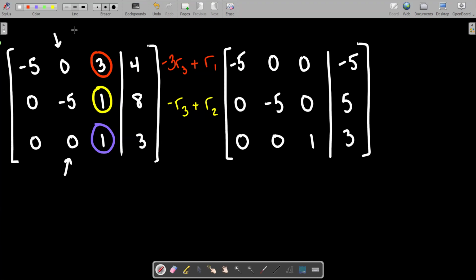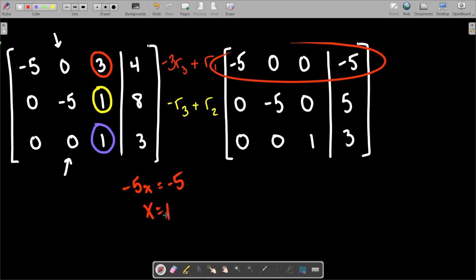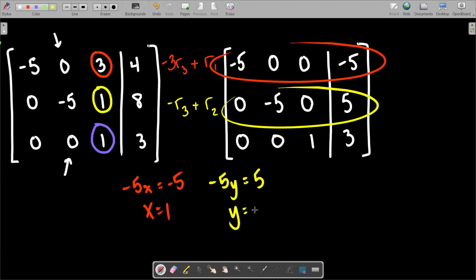So our final job, I mean, we're not done yet, but we have to understand that from this row comes this equation. -5x equals -5. Therefore, we know that x is equal to 1. From this row comes this equation, -5y equals 5. I was doing so well until there. -5y equals 5. So what does y equal? -1. And from our final row, nothing exciting here. We knew this 5 minutes ago. We just get z equals 3.